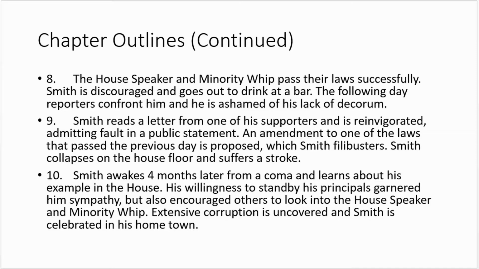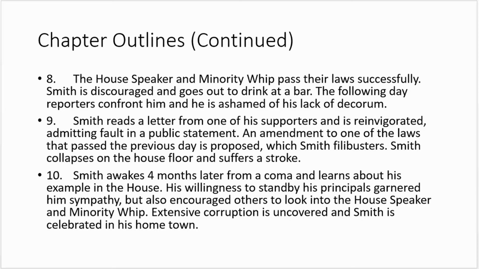Chapter 8. The House Speaker and Minority Whip pass their laws successfully. Smith is discouraged and goes out to drink at a bar. The following day, reporters confront him and he is ashamed of his lack of decorum. Chapter 9. Smith reads a letter from one of his supporters and is reinvigorated, admitting fault in a public statement. An amendment to one of the laws that passed the previous day is proposed, which Smith filibusters. Smith collapses on the House floor and suffers a stroke.